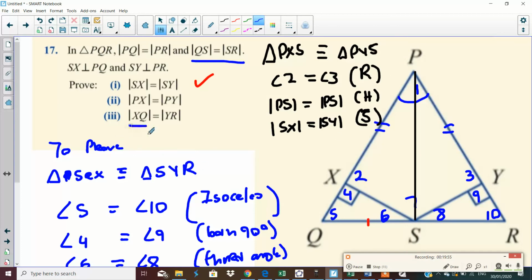All right, XQ equals YR, the last part. XQ equals YR. Where's that? Where's XQ? We already proved that. In part one we proved that those two triangles are congruent with each other, didn't we? So if these two triangles are congruent, and we know that angle 6 and angle 8 are the same, that means that XQ and YR are the same length. We're done. Good job.